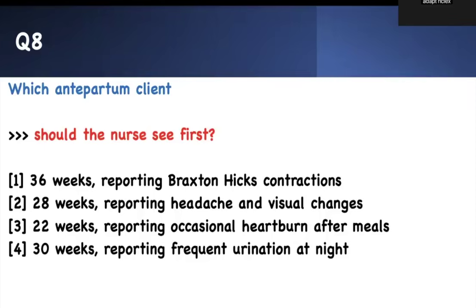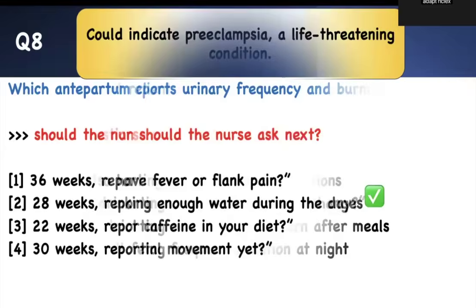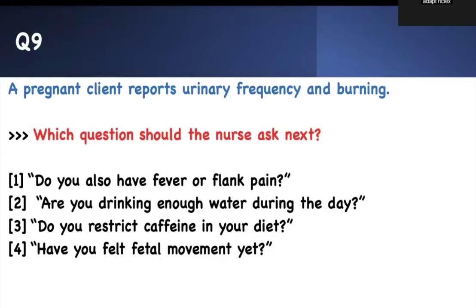20 weeks, occasional heartburn is normal. 28 weeks, and you have headache, vision change. That's preeclampsia. 36 weeks, you're going to have what? Irregular contraction. That's Braxton Hicks contraction. Therefore, number 2 is in trouble. We have to do something.